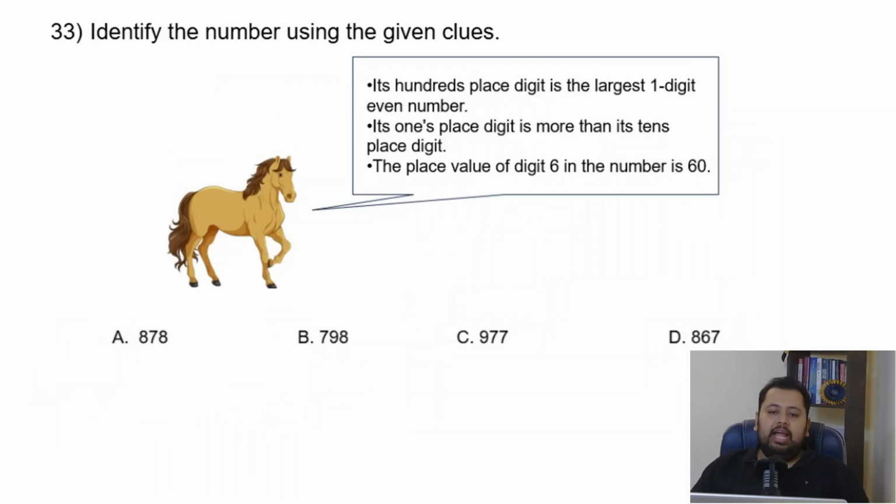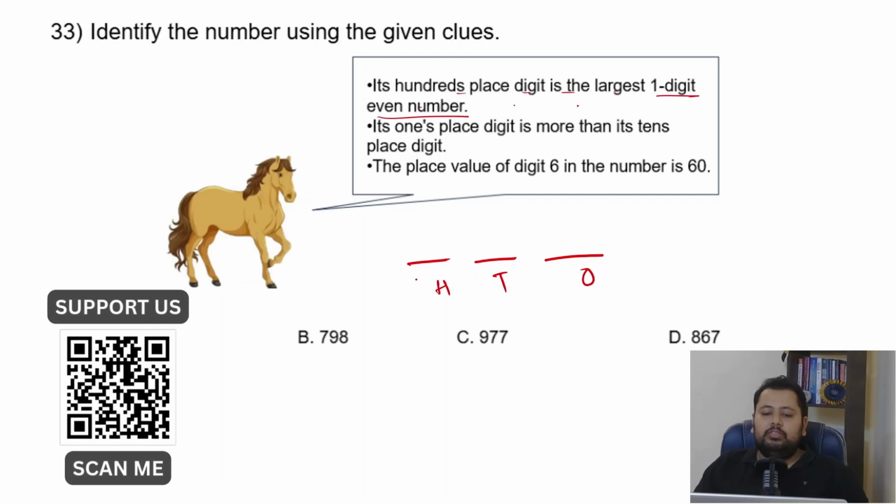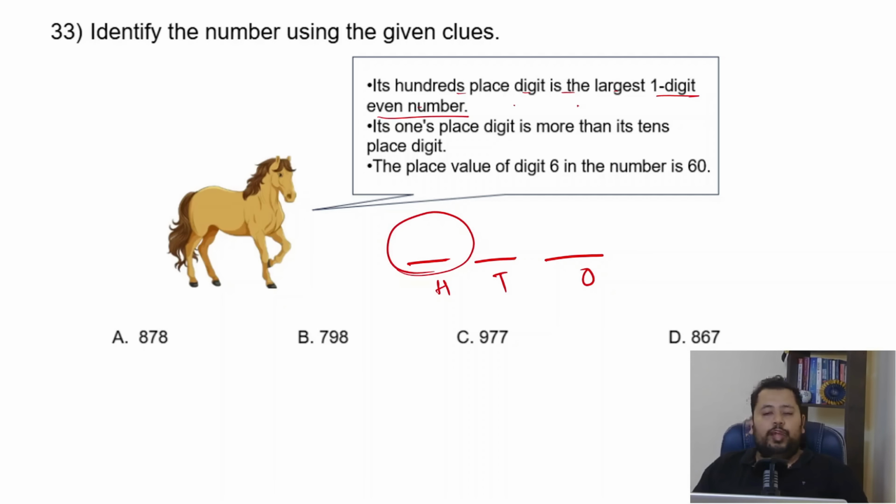So there is a horse and it's talking about a number. You have to identify the number, right? Its hundreds place digit... so this is a three-digit number that is being talked about. This is hundreds, this is tens, and this is ones. So we know that its hundreds place digit is the largest one-digit even number, something that you have to find out.